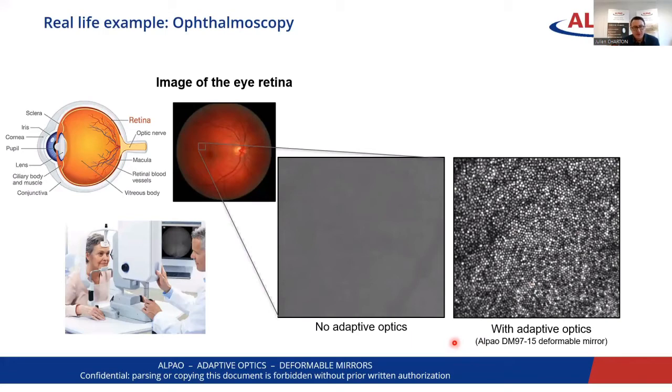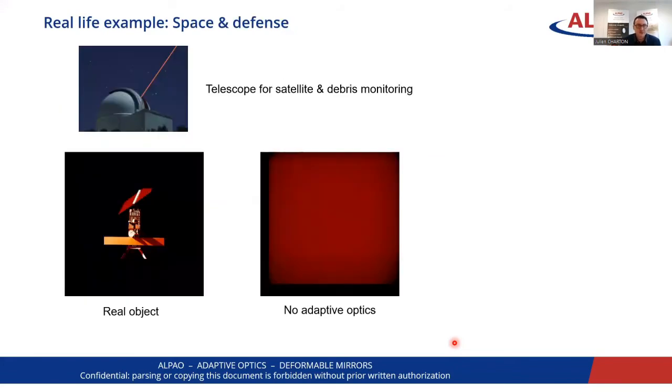So now a completely different application. It's more for defense. As you know, there are many satellites and debris around the Earth. And again, people trying to image and identify this kind of object do it from Earth using telescopes. So it's similar to astronomy. But these objects are very faint. They do not emit light like stars, and they are very small and moving very fast. So without adaptive optics, it's really impossible to see this kind of object.